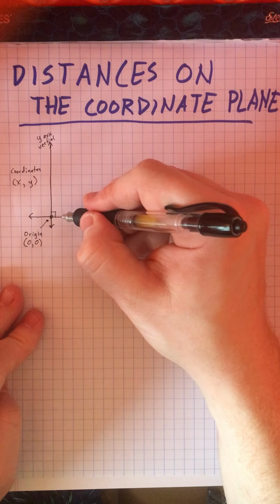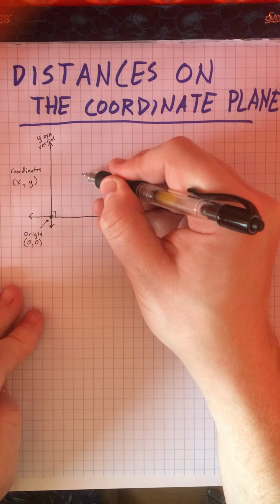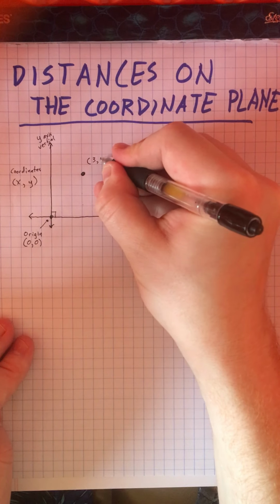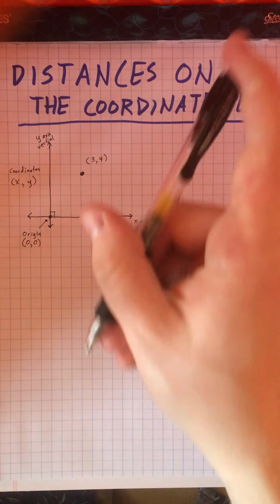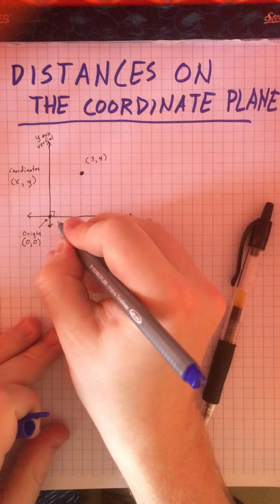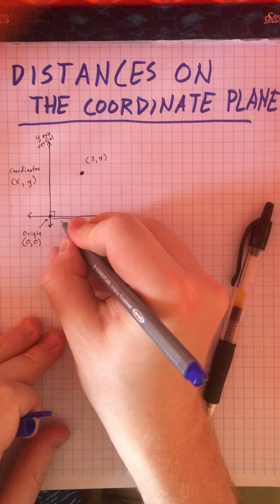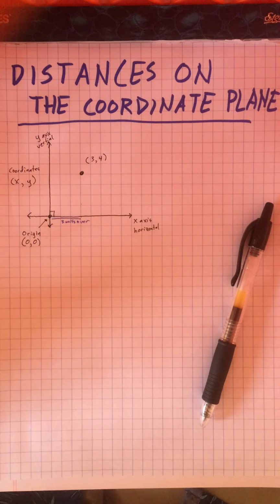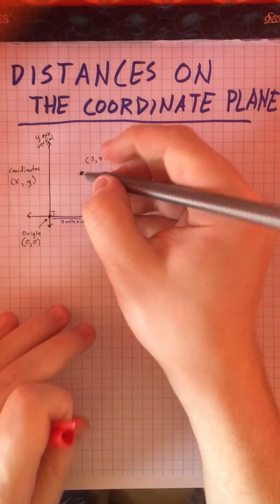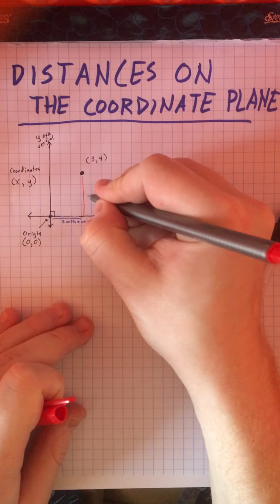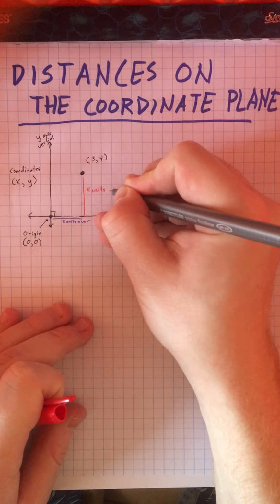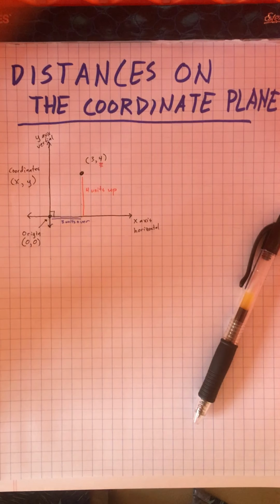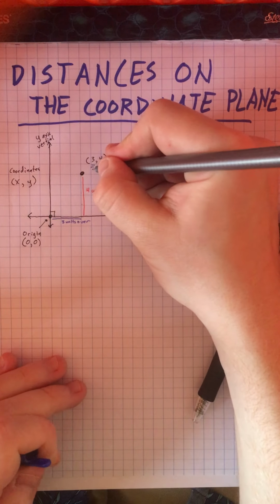So if we have a point that is 1, 2, 3 units over and 1, 2, 3, 4 units up, we can call this point 3, 4. Since it is 3 units over, and it is 4 units up. Y coordinate of 4, x coordinate of 3.